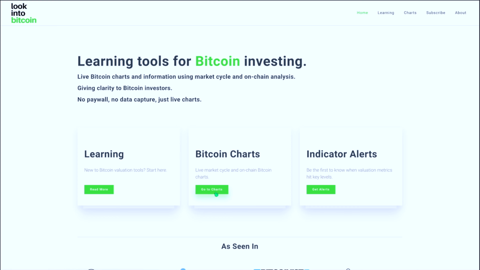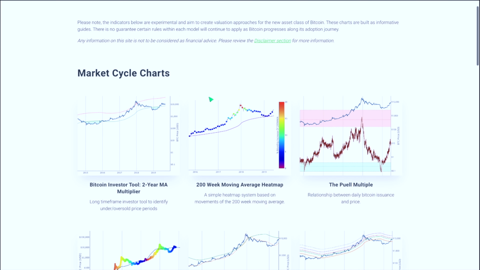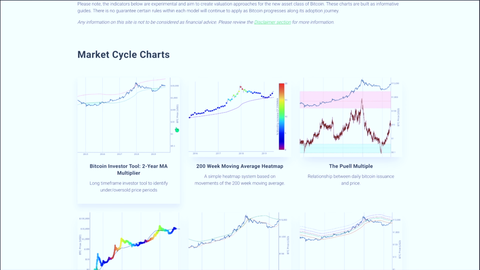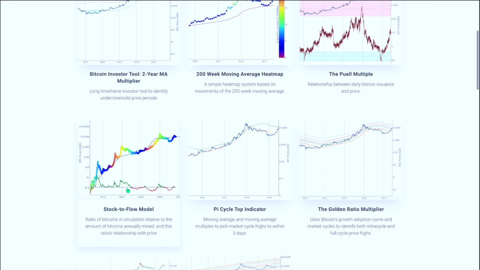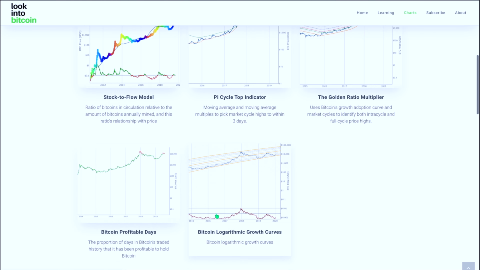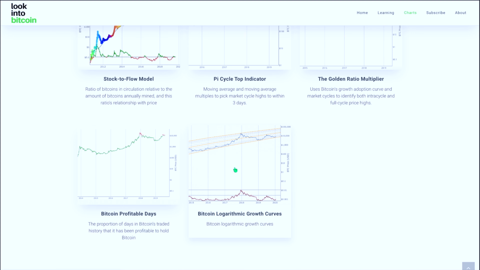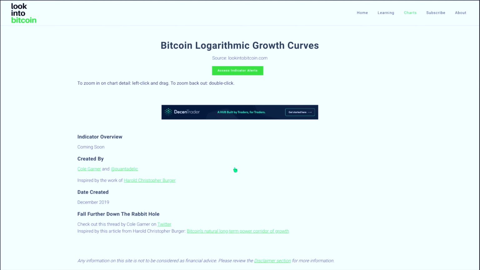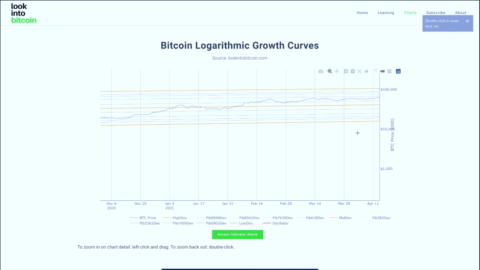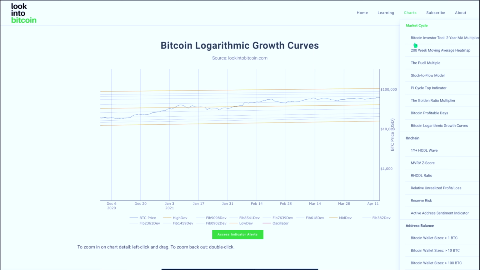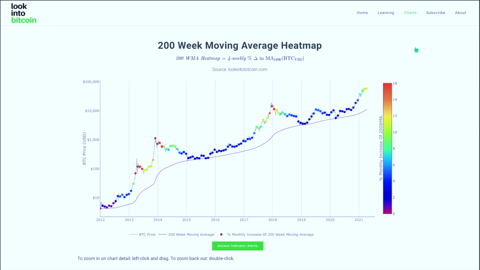And you go to charts. So this is where you are. Look into bitcoin.com, go to charts, and here you have all of your information. The ones that I would highly recommend you look at: the Bitcoin Investor Tool, look at that one. Your 200-week moving average heat map, look at that one. Your stock to flow, look at that one. These are very important. And your logarithmic is here as well. When you click into them, you can mess around with these charts as well. You can zoom in and see what the data is showing, where we are and all of that stuff. From here you can see exactly what's going on.